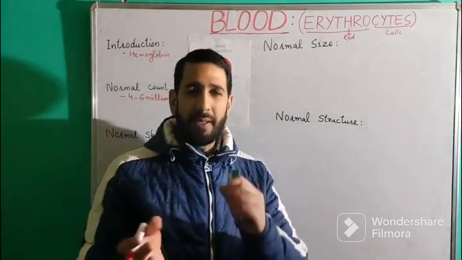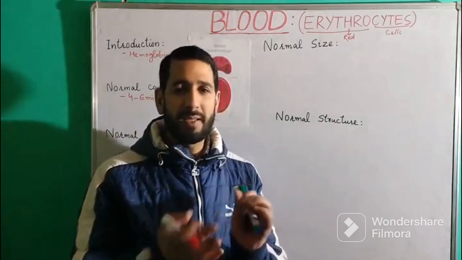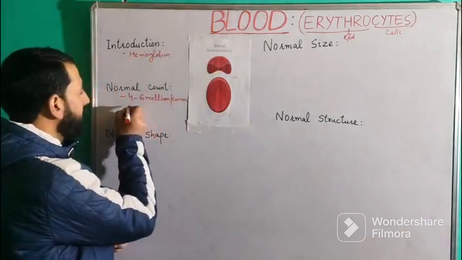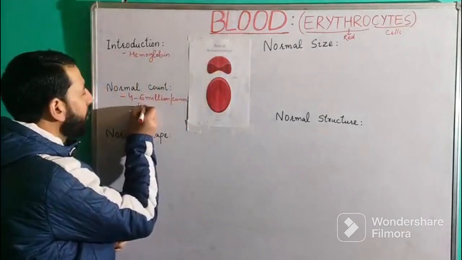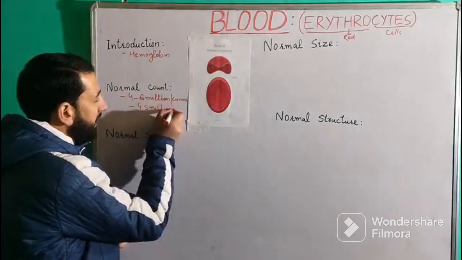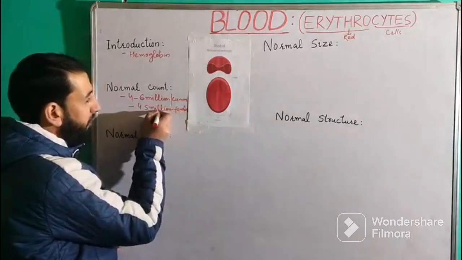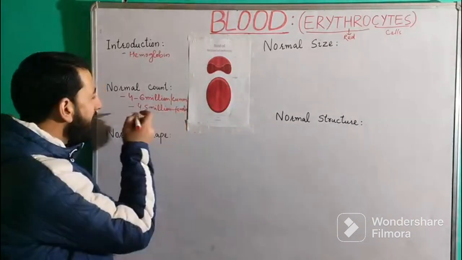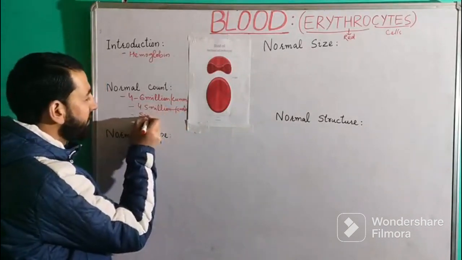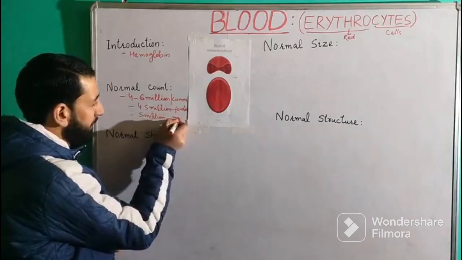cells. But in females, the RBC count, the red blood cell count, is slightly on the lower side. So the average count in females is 4.5 million per cubic millimeter, and in males the average count is 5 million per cubic millimeter. So 5 million in males.